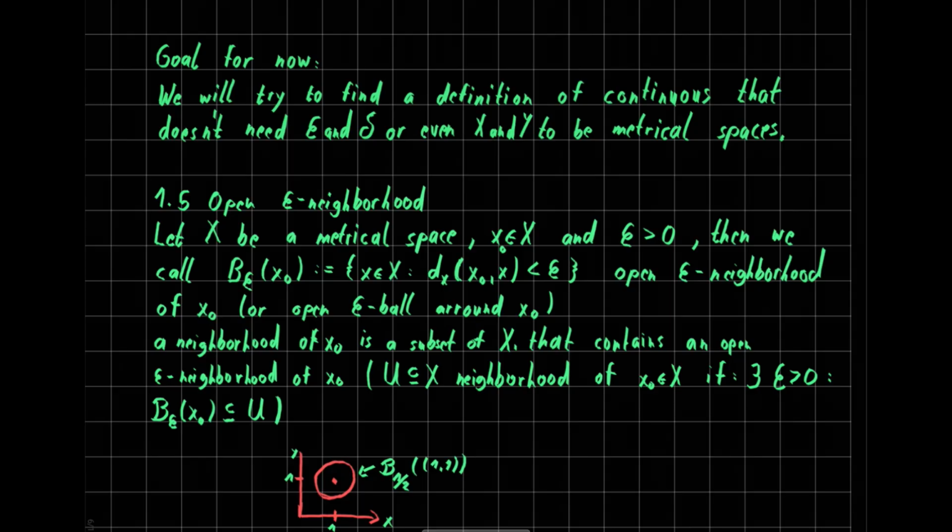as the set of all x in X which have a shorter than epsilon distance to x0. You can see a little example in this graphic I made where epsilon is 1/2 and x0 is the point (1,1). So this would be the open 1/2 neighborhood of the point (1,1). A general neighborhood of x0 is a subset U of X, so that there exists an epsilon greater than 0 with the open epsilon neighborhood of x0 being a subset of U.